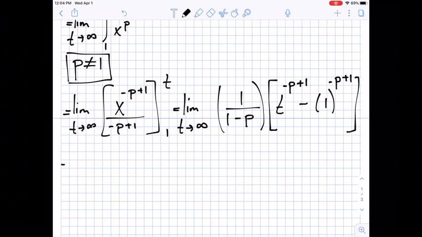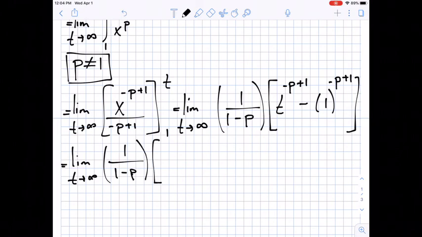So let's rewrite this. We still have our constant 1 over 1 minus p, and here we have t to the power of 1 minus p, and we have minus 1. So now we would like to know what is going to be the value of this limit as t approaches positive infinity. And this is where we're further going to have to divide it into cases.